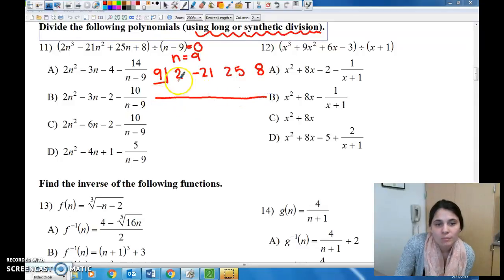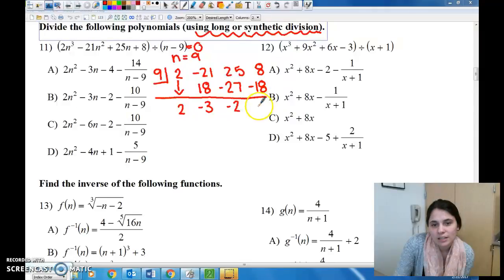I can start by bringing down the 2, and then I do 2 times 9 is 18. Negative 21 plus 18 is a negative 3. Negative 3 times 9 is a negative 27. 25 plus a negative 27 is a negative 2. Negative 2 times 9 is negative 18. 8 plus a negative 18 is a negative 10.